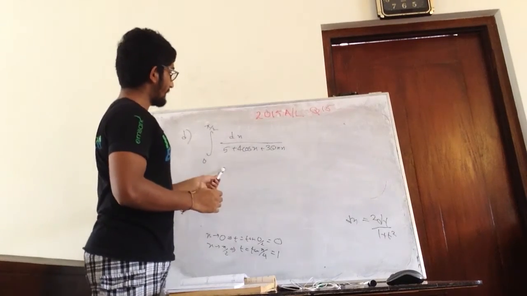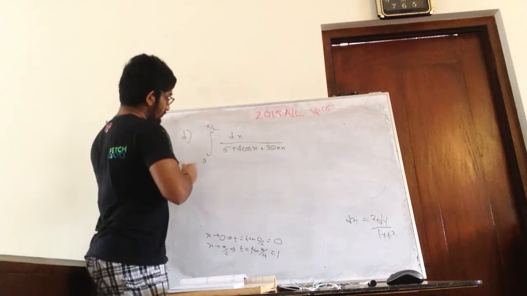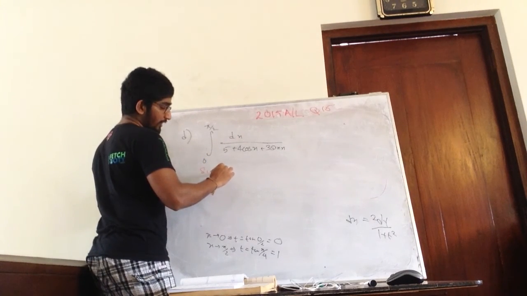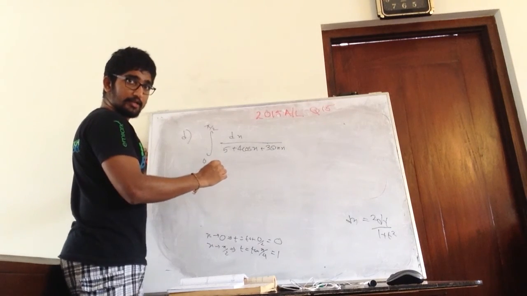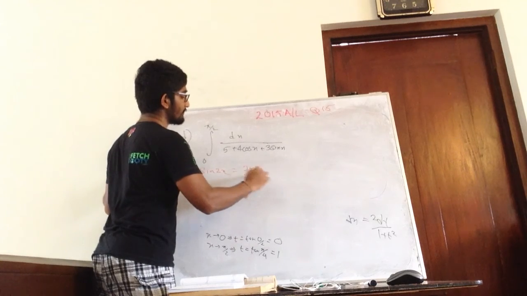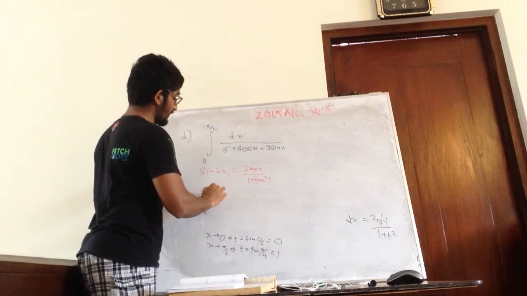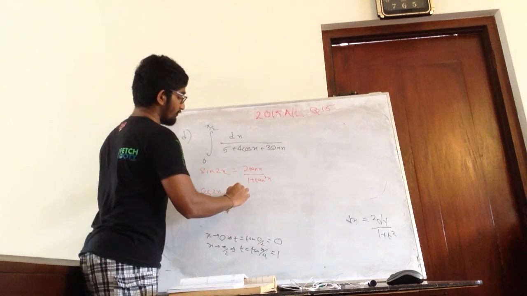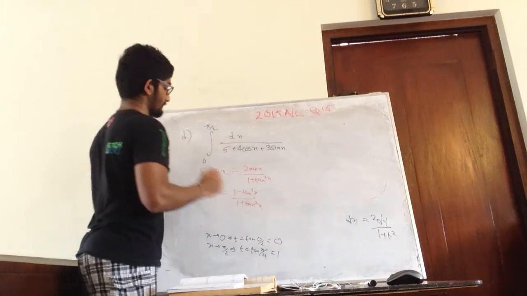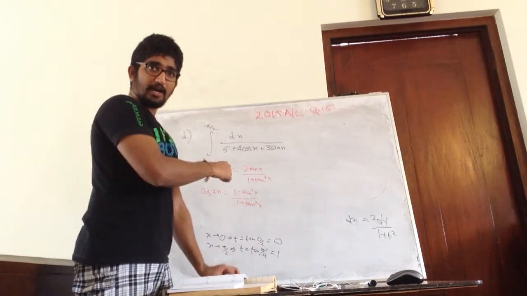Right, so now there's another thing that we need to remember. We all should remember that sine 2x, right? Sine 2x can be written as what? 2 tan x over 1 plus tan squared x, and cos 2x can be written as what? 1 minus tan squared x over 1 plus tan squared x. Correct? No?